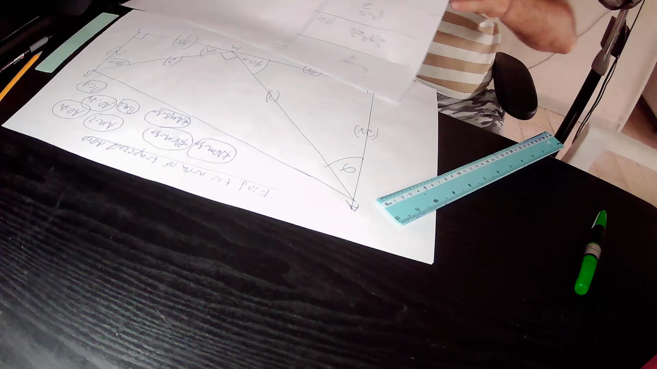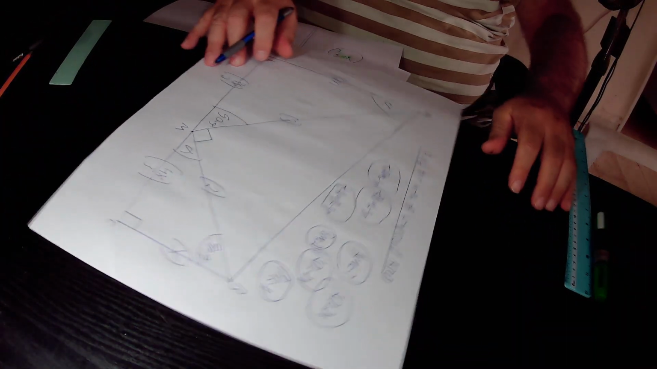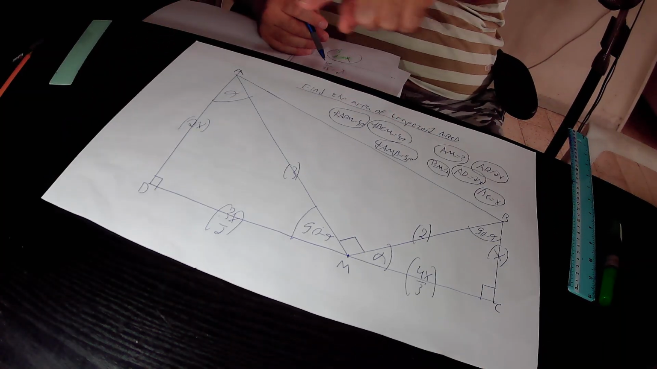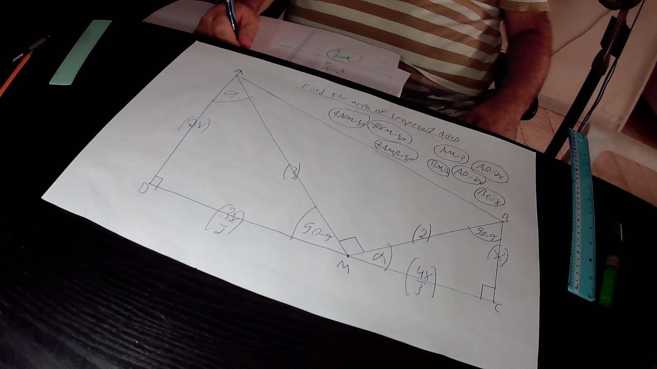Our mission is to find out the area of this trapezoid ABCD. So what is the area of trapezoid ABCD?